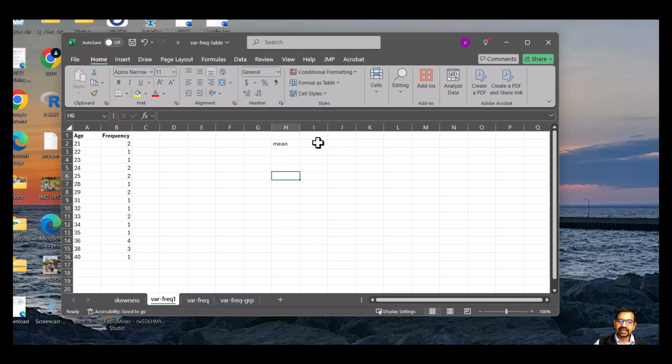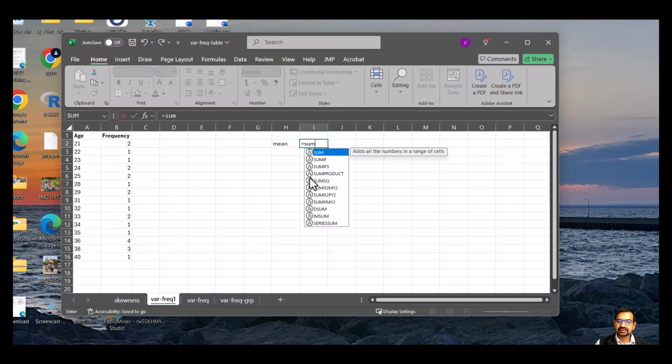So to calculate the numerator, first let's calculate the mean. Mean is again given by this times this times this, which is like a sum product. So I can use the Excel function SUMPRODUCT.